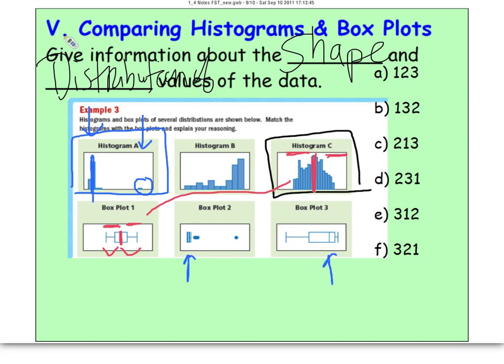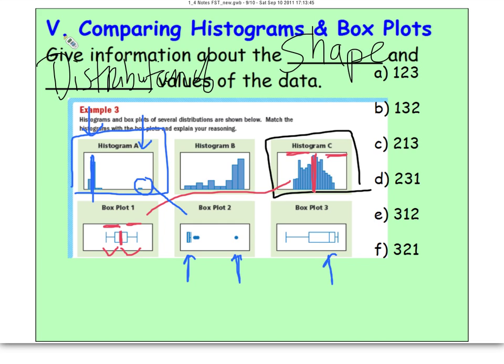What they've done is they made this box plot into a modified box plot, which means they did the outlier test on it and figured out who was the outlier. And instead of making it a complete whisker all the way to the end, they identified the outliers with a dot. So that's what a modified box plot is. So histogram A and box plot B, or 2, go together.